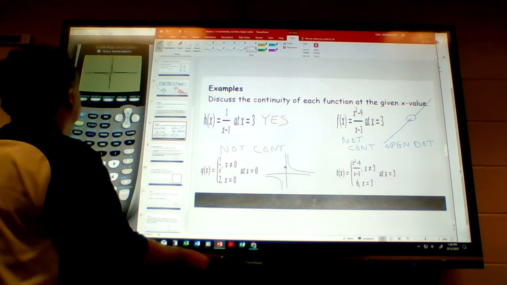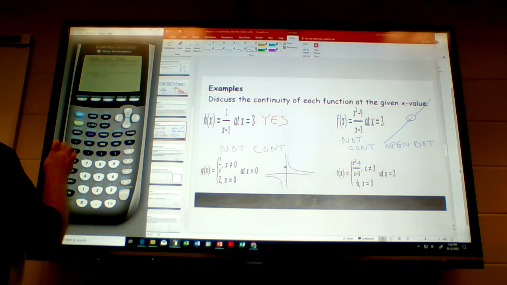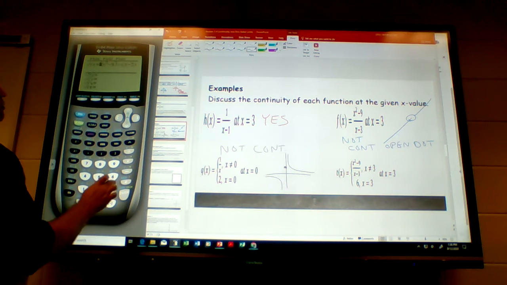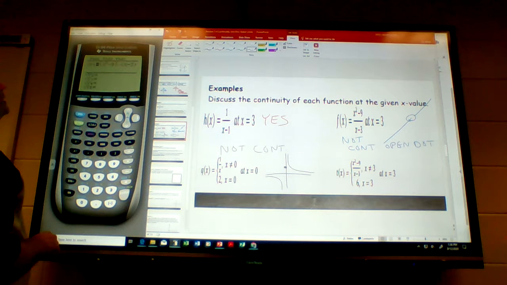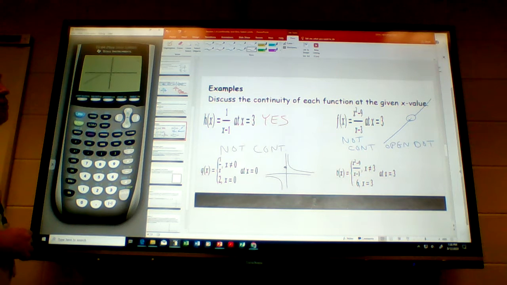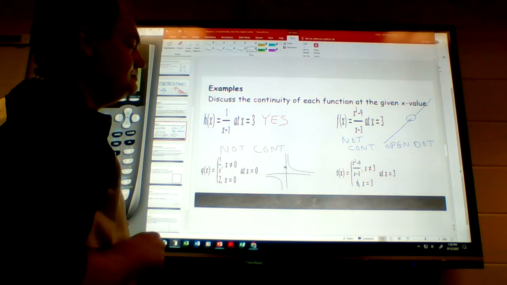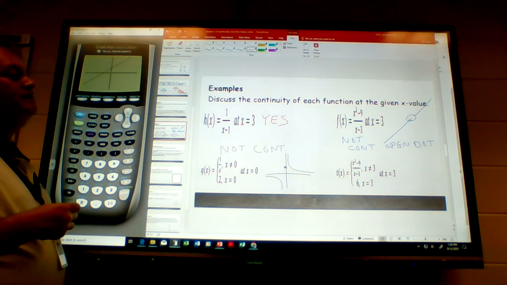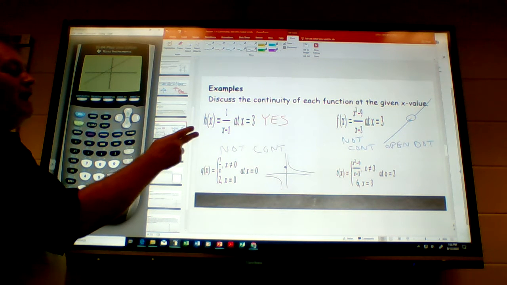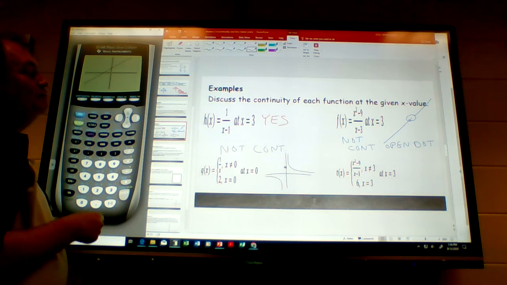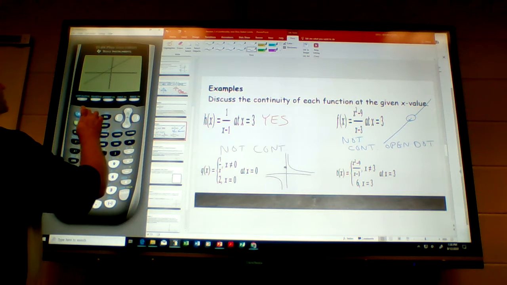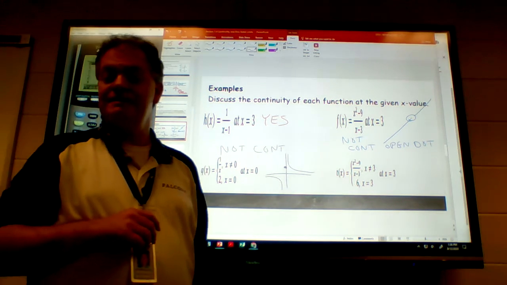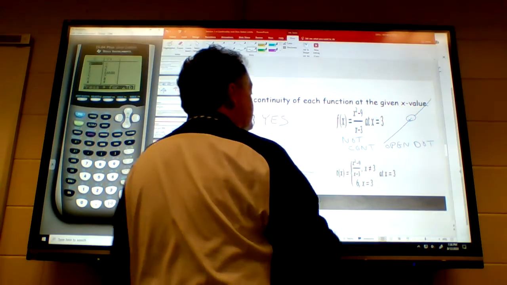All right, now I'm going to delete this one right here because I no longer need it, but I do want this one on there. And when I graph it, this time we're stating that x is not equal to 3, but at x equals 3, we're stating that it has a value of 6. So the question is, does it fill in the value? And the answer is yes. It does fill in the value.